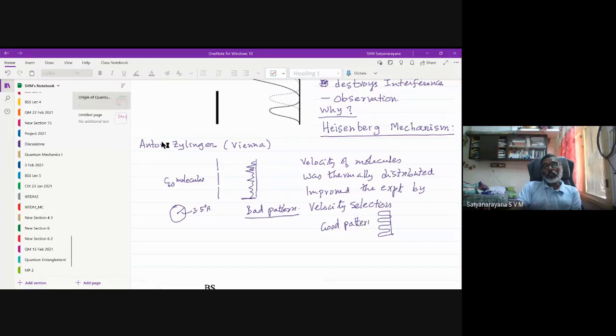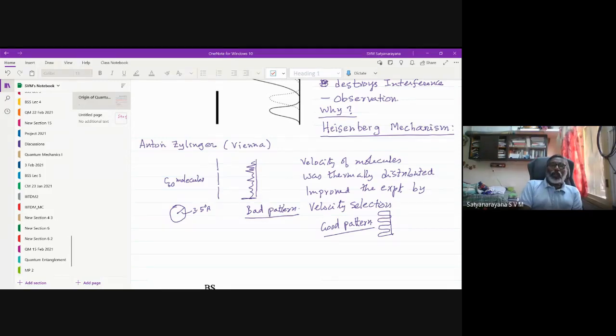Now, what has this experiment got to do with our analysis? Just like you don't have a proper scattering direction here, if you don't have proper velocity here, each velocity, so here velocity is like a random variable. Okay, it is randomly coming with different velocities. So if velocity is not controlled, then you have a bad interference pattern. Or in other words, if you velocity select these carbon 60 molecules, then the interference pattern is good.